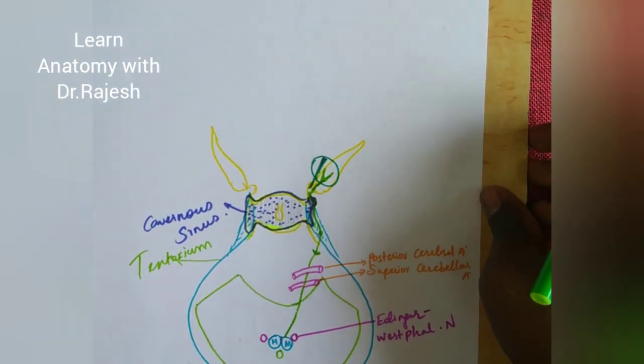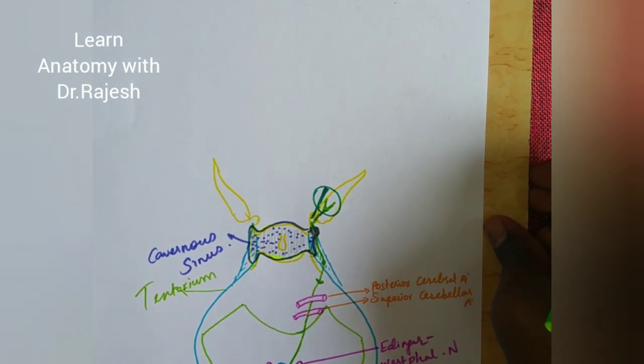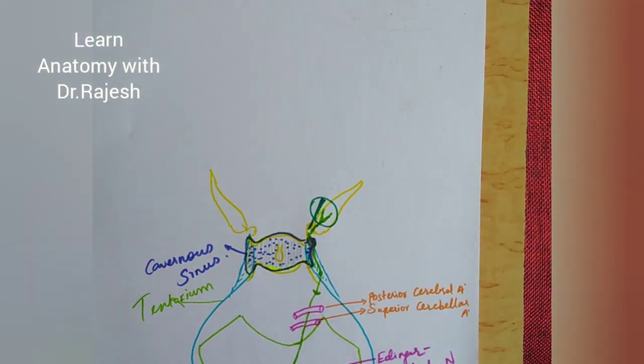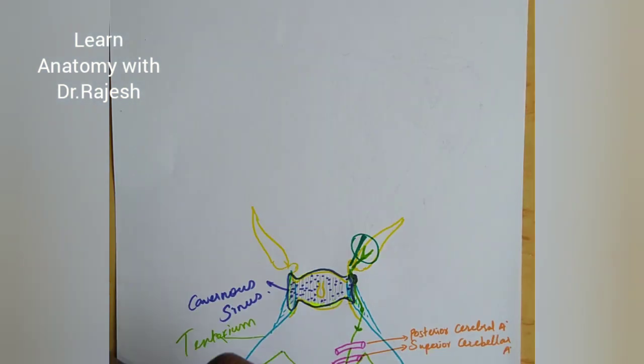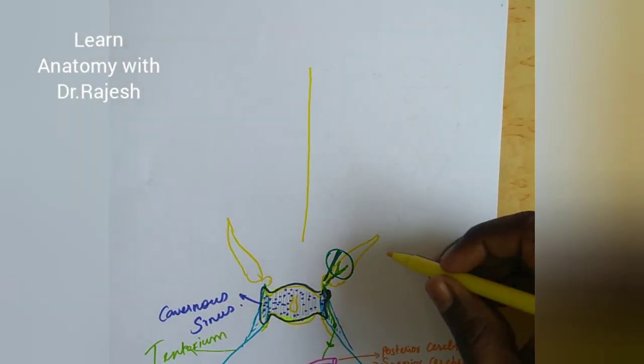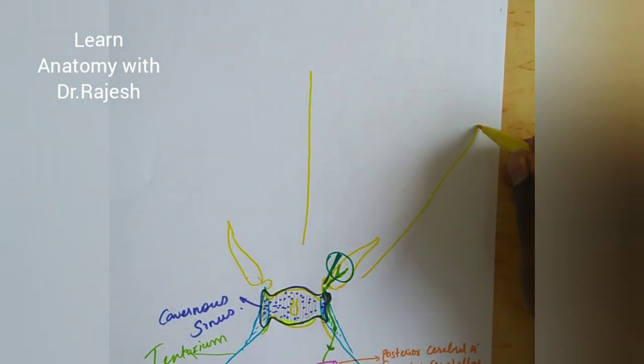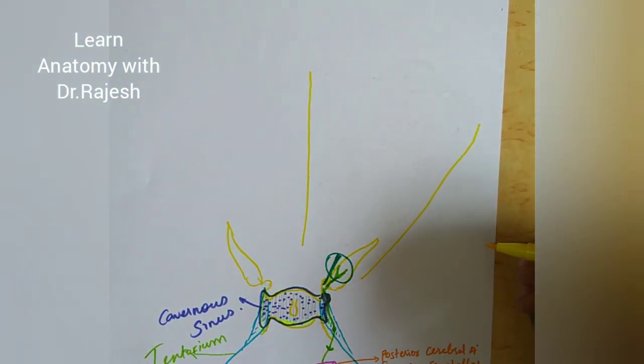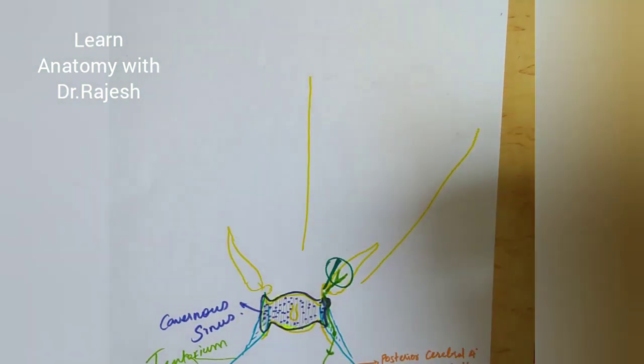Now we will study the course and branches inside the orbit. To study the branches, first we will draw the orbital wall. There is a medial orbital wall and we have the lateral orbital wall. Next we can draw the muscles.